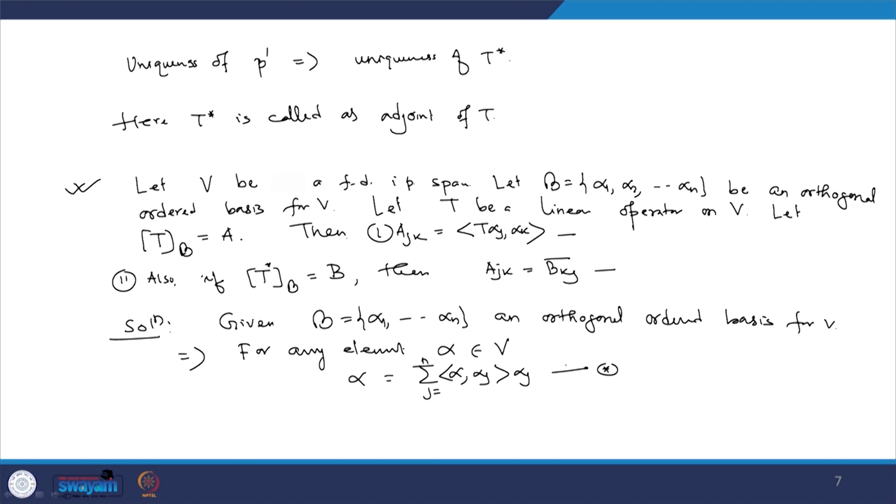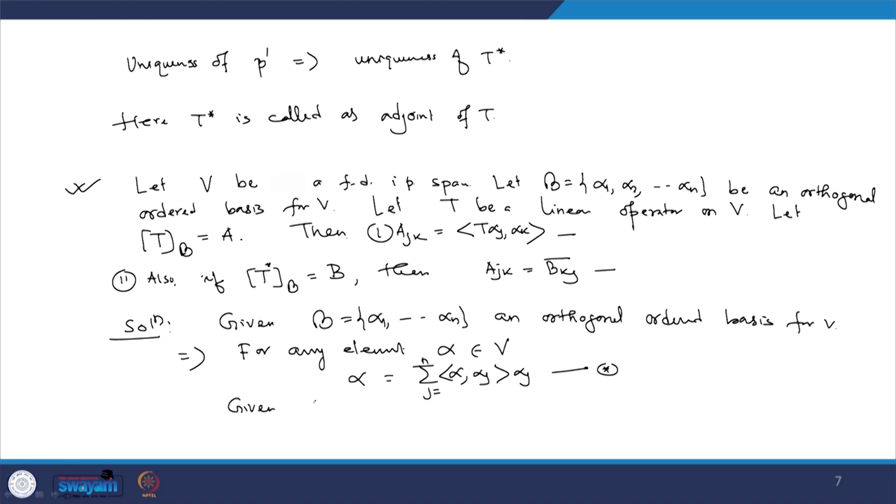You can of course quickly check that suppose alpha is equal to sigma C i alpha i, taking the concept that alpha 1, alpha 2, and so on form an orthogonal basis, if you take inner product then we get the corresponding C i. So, anyhow, we can immediately find out that alpha can be written like this. Given the matrix representation of the operator T, this implies T of alpha j can be written as sigma A k j alpha k, k equal to 1 to n.